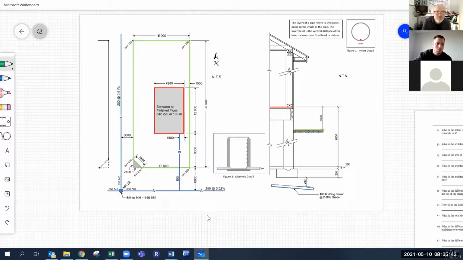Over here, I have my extra note on what an invert is. The invert of a pipe refers to the lowest point of the inside of the pipe. The invert level is the vertical distance of the invert above some fixed level or datum. So right there, these numbers are inverts. These 3 numbers on the manhole are inverts. Okay, that's what those are.